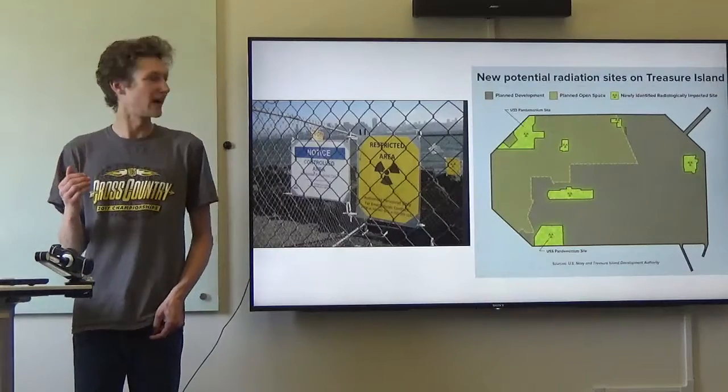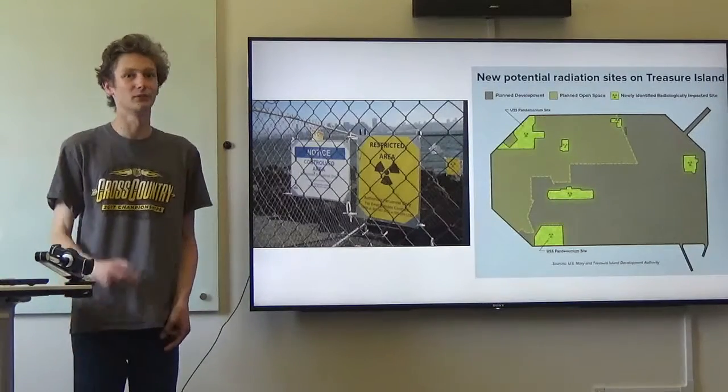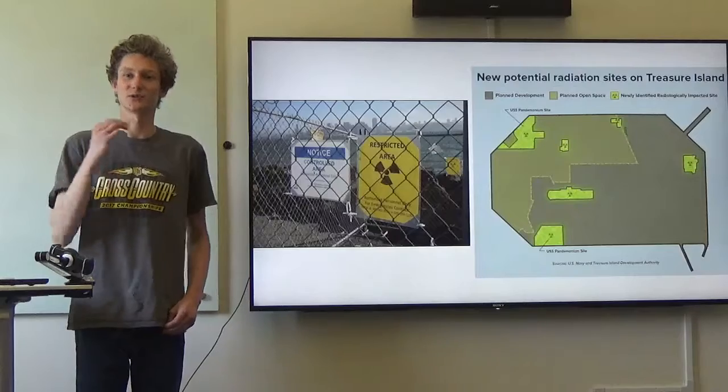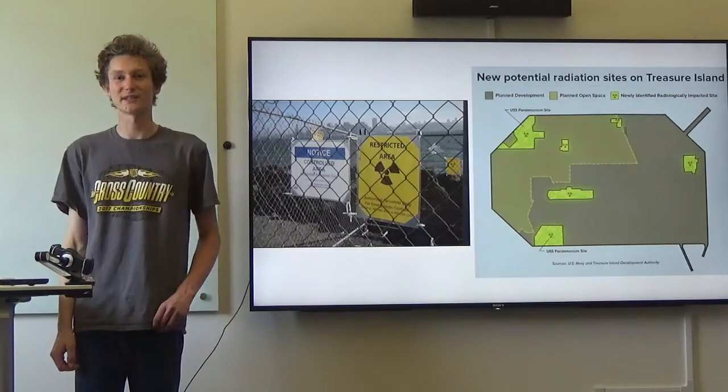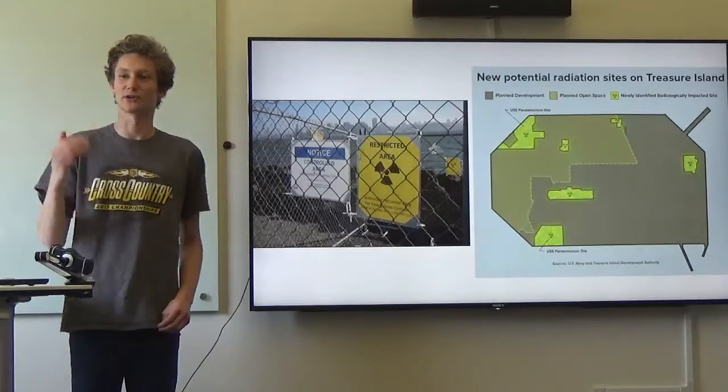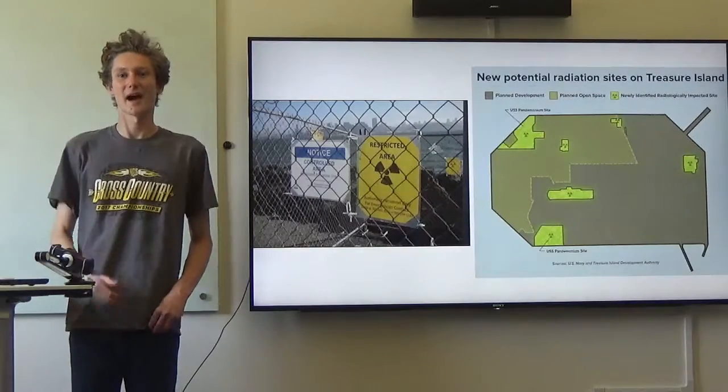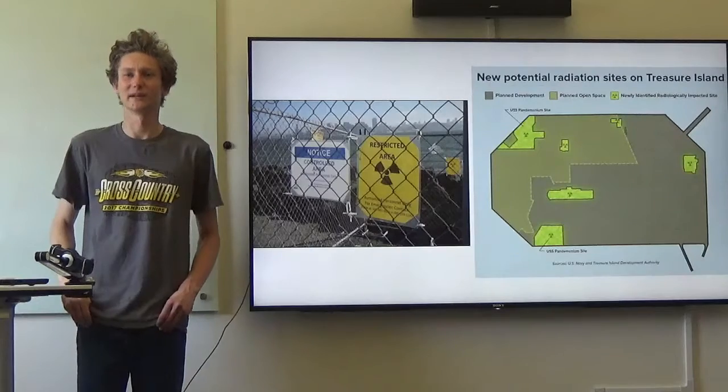So basically this is one of the forms of environmental racism that's closer to where we live. So it makes it, at least for me, because I've been to Treasure Island a few times, less abstract.